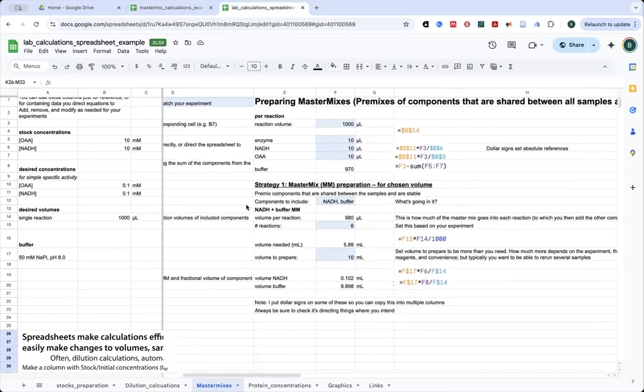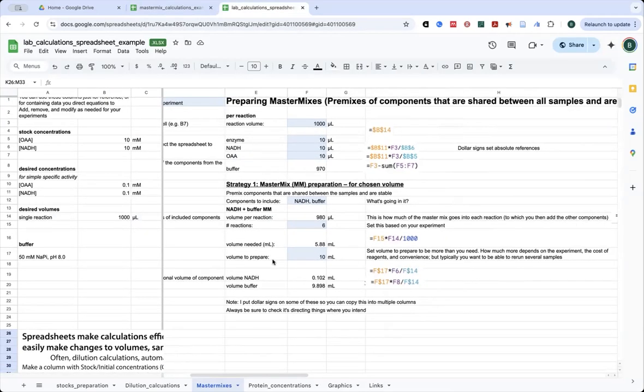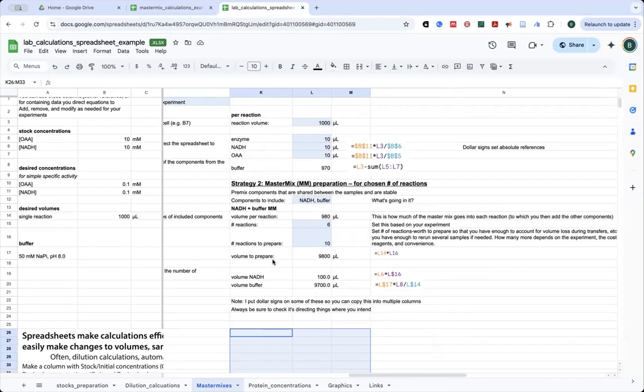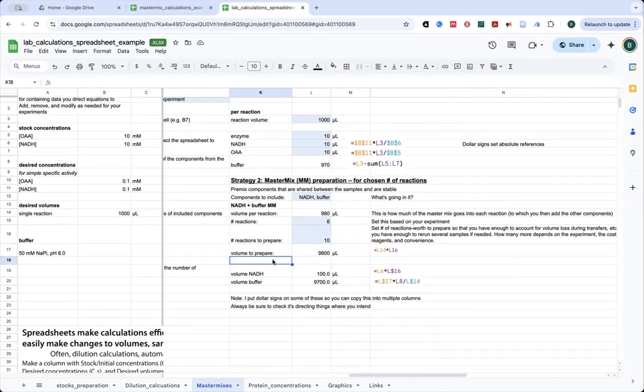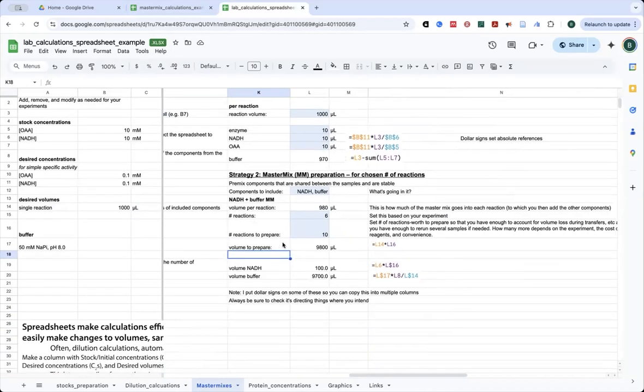I also do sometimes use this first strategy where I prepare a certain volume's worth rather than preparing a number of reactions worth. I still think it's useful to see what's the final volume you're going to have when you're doing it by reaction numbers, because that helps you know what type of plasticware you might need, like what type of tubes and things you are going to prepare this in, as well as allows you to see like, uh-oh, my volume isn't what I expected. Maybe I did something wrong.